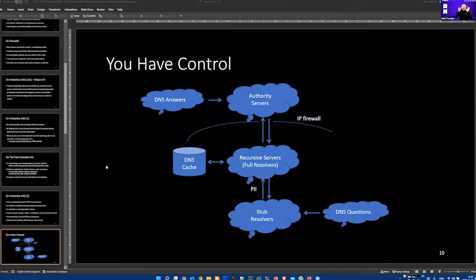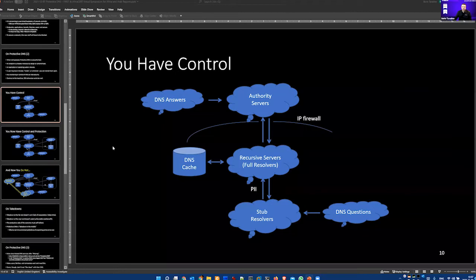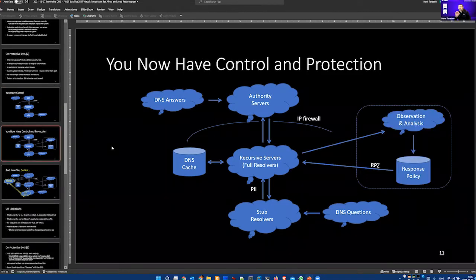Okay, so this is how you have the control. And this is how you also have a protection.